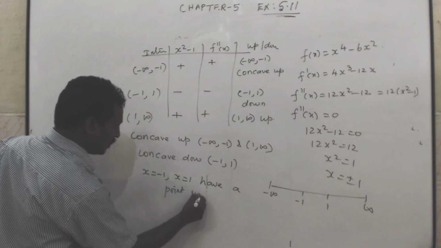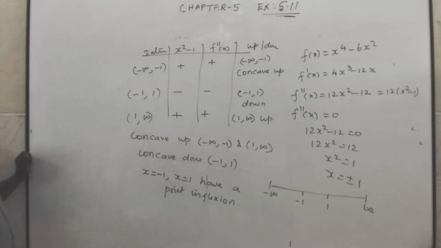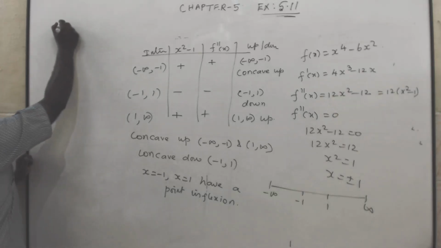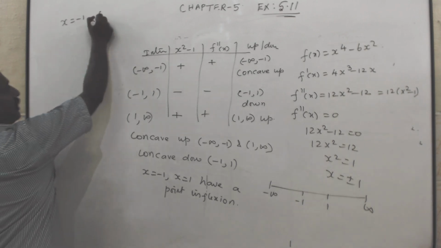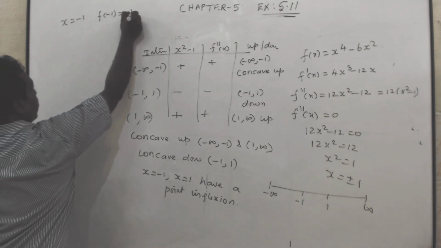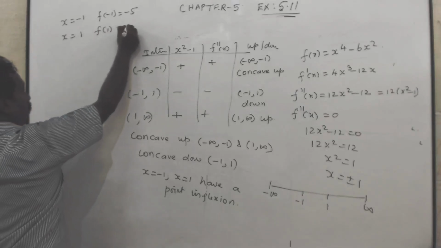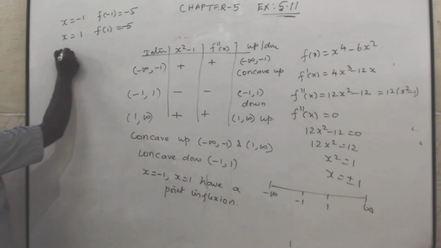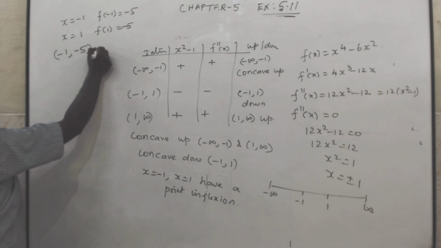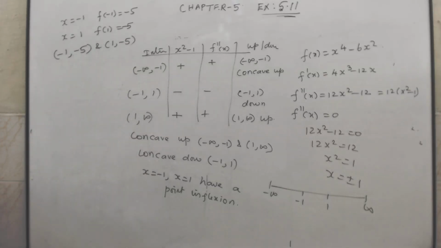Take x is equal to minus 1 and substitute and see. When x is equal to minus 1, f of minus 1 equals minus 5. When x is equal to plus 1, f of 1 equals minus 5. Therefore, the points of inflection are minus 1 comma minus 5 and 1 comma minus 5.